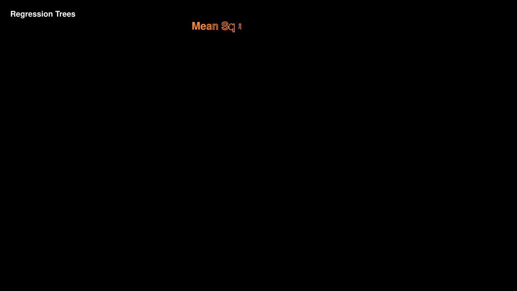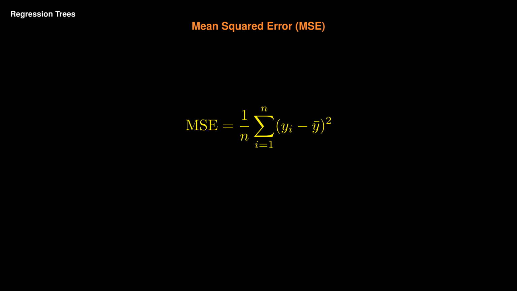In classification, we used entropy or Gini. For regression, we use mean squared error or MSE. The formula is simple. Take every value in the node, subtract the mean, square the difference, average all those squared differences. Low MSE means values are tightly clustered. High MSE means they're all over the place.